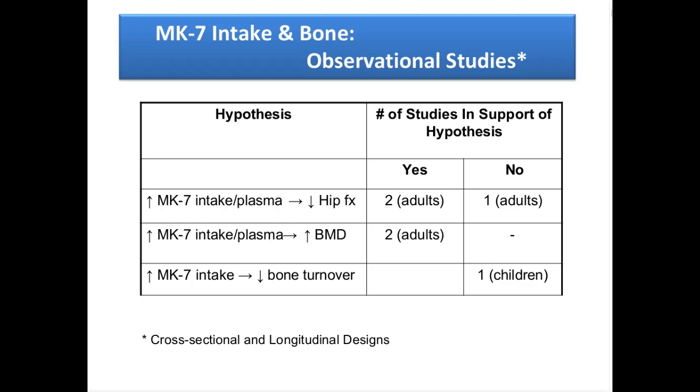But the preponderance of evidence in these observational studies indicates the higher the menaquinone in the diet, the better the bone health. Now, these are observational studies, and we can't separate out other factors influencing the intakes or the hip fractures. So the only way you can really determine if a nutrient has a role is to do randomized clinical trials.